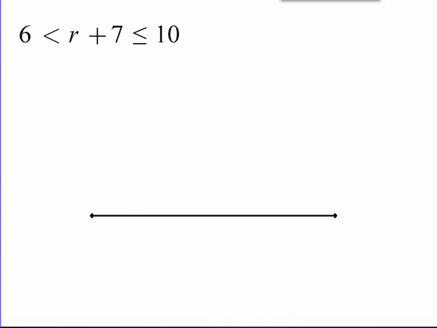Alrighty, you try this one for me. Quick, shouldn't take us very long. I don't know. It doesn't matter because we're going to do it as a group anyway. I'm going to start with somebody to do the solution, and then we'll graph.